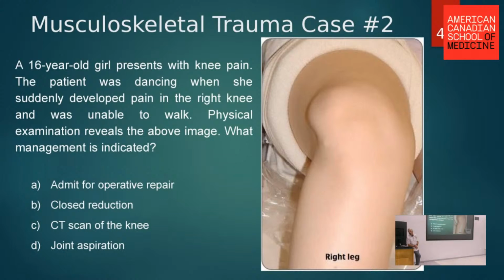What management is indicated? A, admit for operative repair. B, closed reduction. C, CAT scan of the knee. Or D, joint aspiration. What might you want to do with this patient? They don't really talk too much about vascular compromise or neurologic compromise, but I'll tell you that it's a normal vascular, normal neurologic examination here.